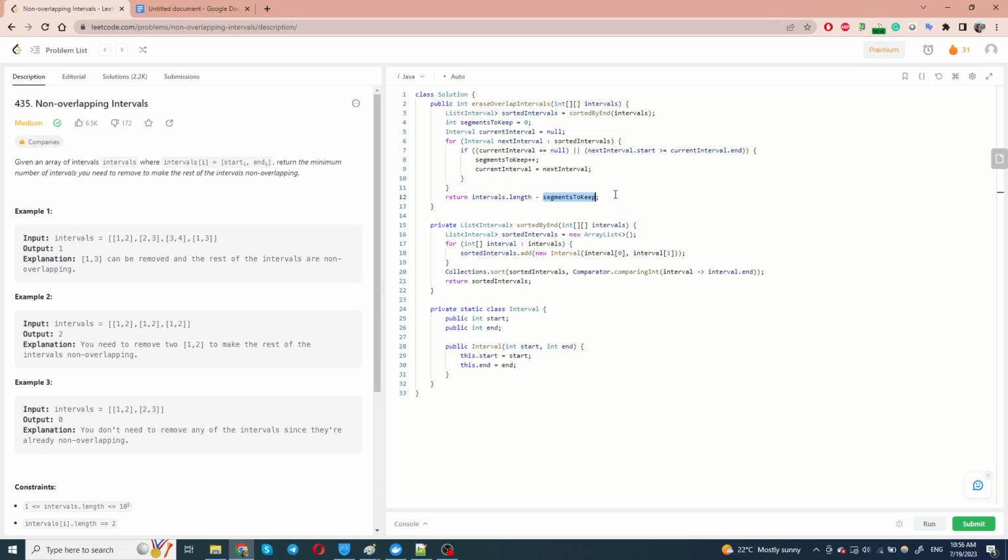Okay, so what's the complexity of this solution? The most computationally hard part of our solution is sorting. So here we do sorting, and our sorting has complexity of big O of n times logarithm of n, where n is the number of intervals. And that's the total complexity of our solution.